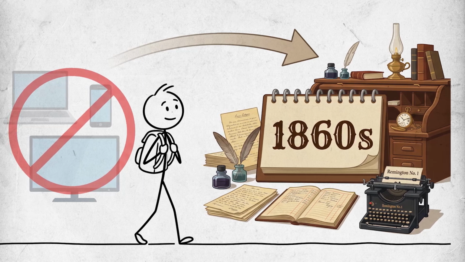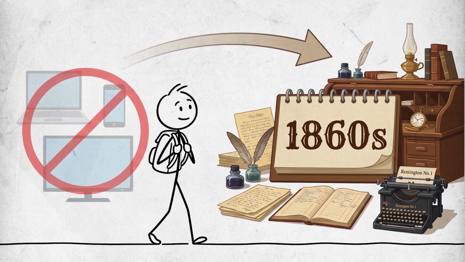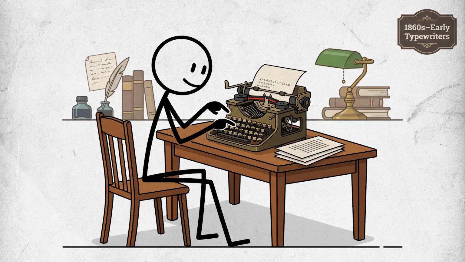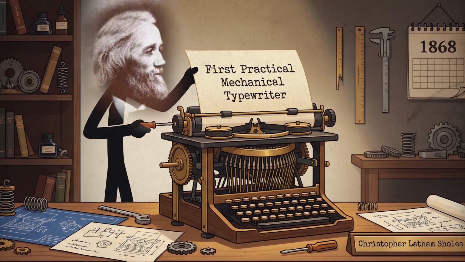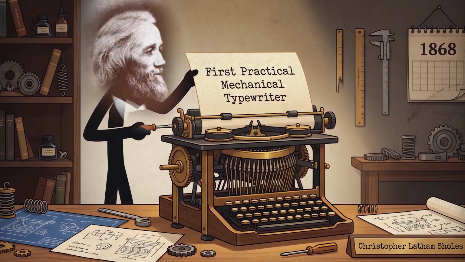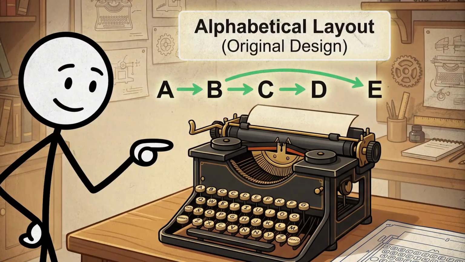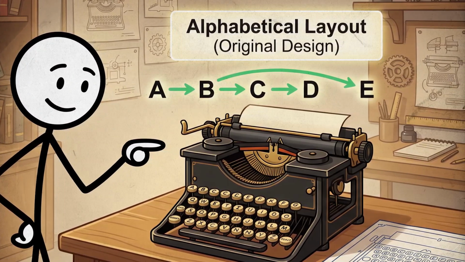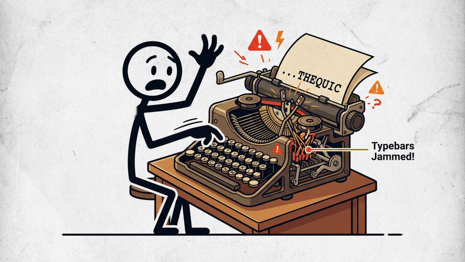Let's go back to the 1860s, long before computers or digital screens existed. Back then, people relied on mechanical typewriters. In 1868, an American inventor named Christopher Latham Sholes created the first practical mechanical typewriter. When he initially built it, he arranged all the alphabets in perfect ABCD order. However, this user-friendly layout created a massive technical problem.